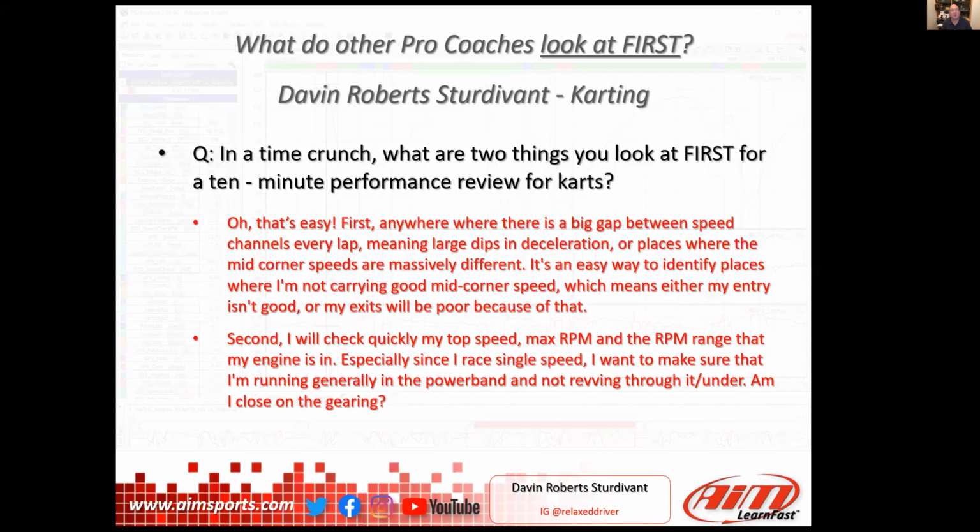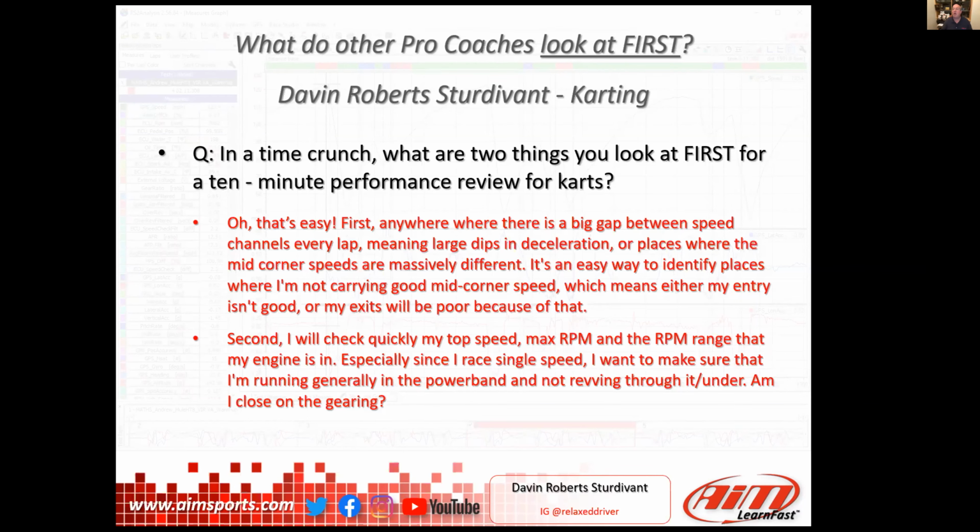The next thing he looks at is RPM, because the first thing you need to do is make sure that the gearing is within an acceptable window and that you are reaching maximum desired revs for maximum acceleration. You also want to make sure that you're not going below.